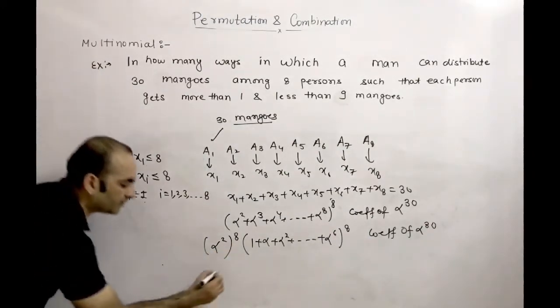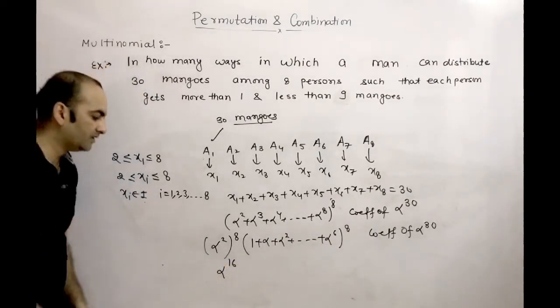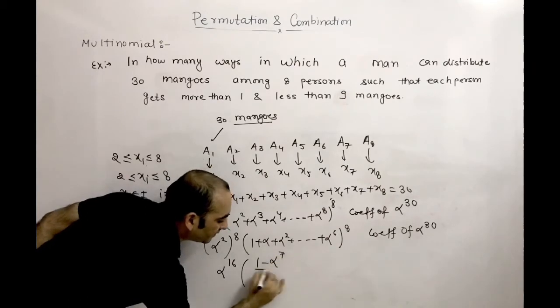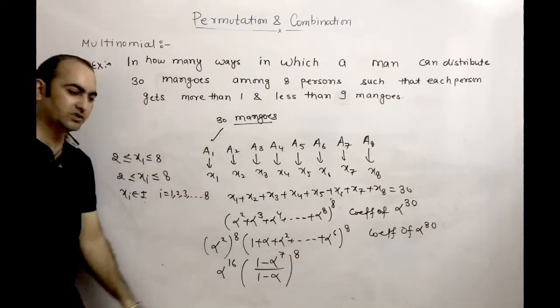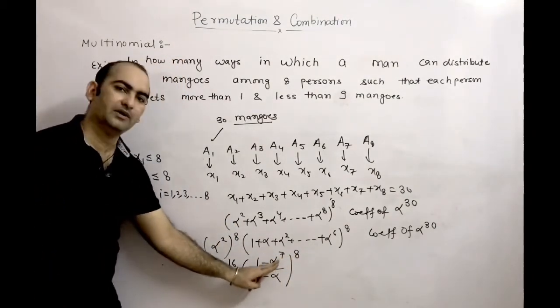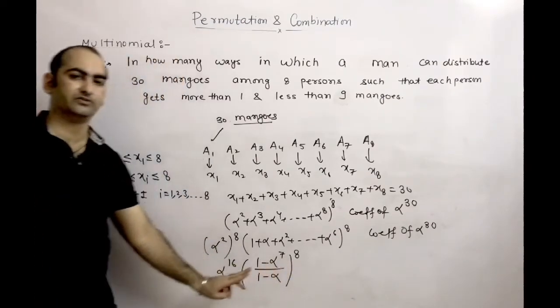Alpha square power 8, so what will come? Alpha power 16. Okay, and this is what? A GP series. So what will come? 1 minus alpha power 7 divided by 1 minus alpha to the power 8. Okay, so 1 minus r is what? Alpha, and the number of terms is 7. So 1 minus alpha power 7 divided by 1 minus r. R is what? Alpha to the whole power 8. So this will come.